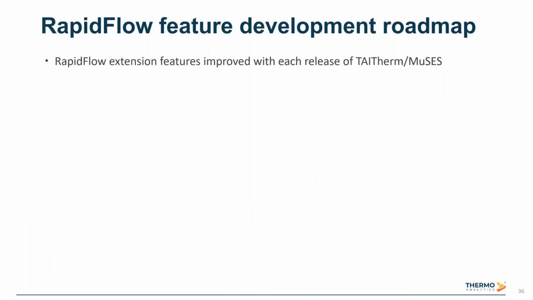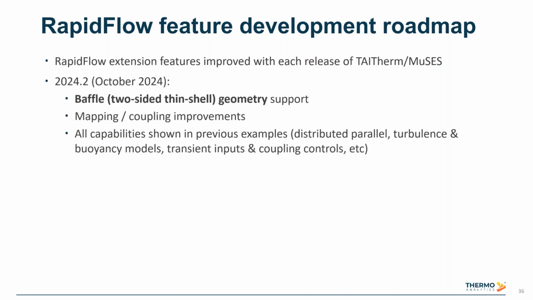Looking forward with RapidFlow, I wanted to mention a couple of the features that will be continued to develop with this. With the same schedule that we're on for TAITherm and Musis, 2 releases a year, typically April and October, with each one of those, we're adding new features to the RapidFlow extension.